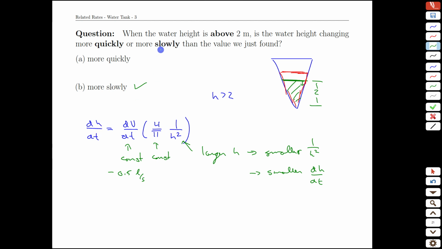So we can make not just quantitative statements about the rates of change like we did with a calculation and a value. We can actually make qualitative, more generic statements about when things are happening quickly and slowly, which is the real power in the application of related rates.